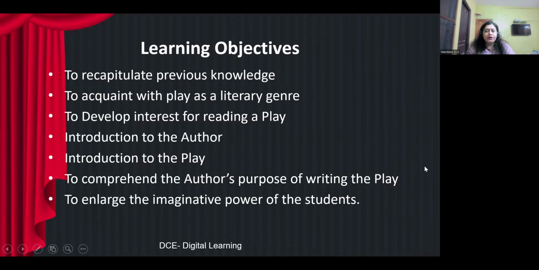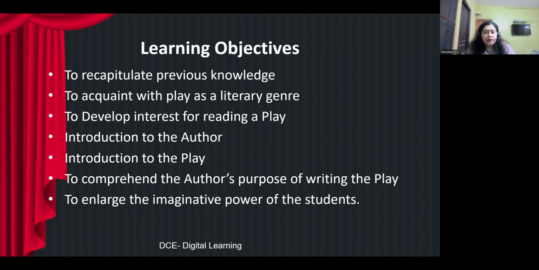The learning objectives of this session. The first learning objective is to recapitulate previous knowledge. Recapitulate means try to recollect. So through the course of this session, we'll try to recollect or remember what are the things that we are already familiar with regarding the themes, aims of the play.